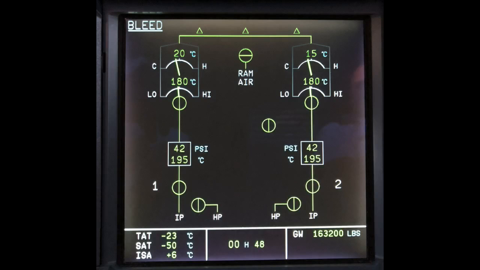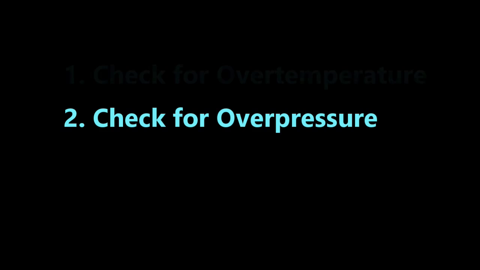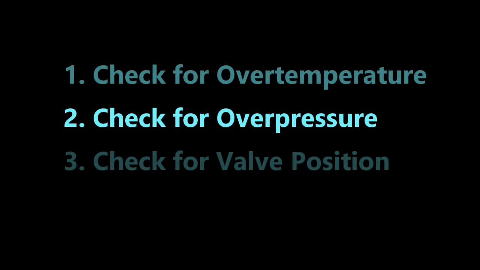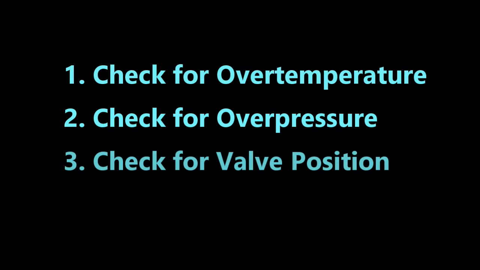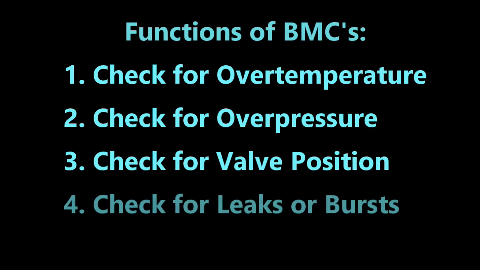They're gathering that data, gathering those discrete inputs, and then eventually all that's going to the Ecam page. And those are what you're going to see there on the Ecam. We're going to get into that. But we're looking for over temperature, over pressure, and valve position, and also any leaks, because that's what the bleed leak detection system's job is: to detect if there's a leak or a burst. And then what it's going to do is stop that air supply when there's a fault like that.